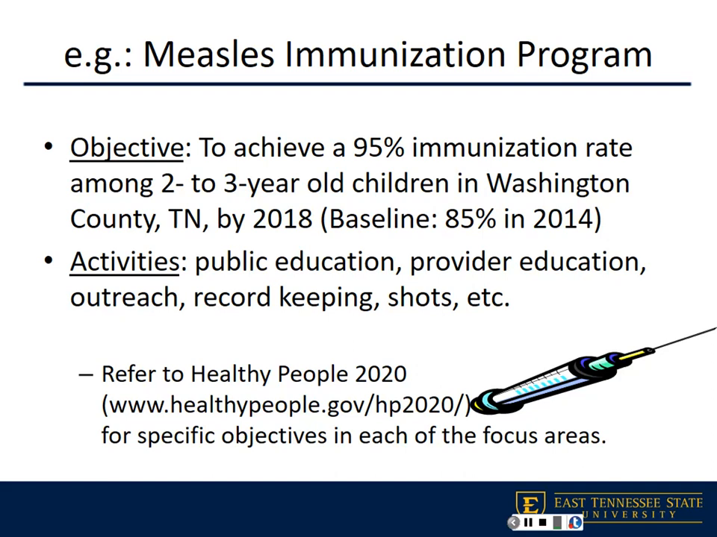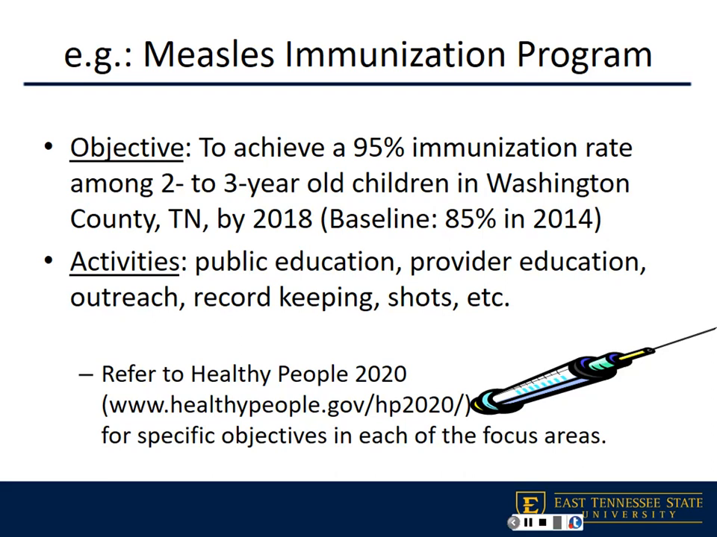Something as clear and as clean as what you have in front of you. Okay? What are some of the key activities that we will need to implement in order to achieve these objectives? Public education, provider education, community outreach, the actual vaccines or shots, record keeping, and so on. Where did we come up with this objective? Again, this is very important when you're developing objectives.